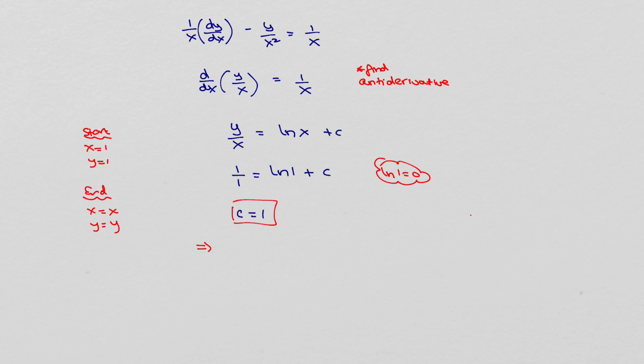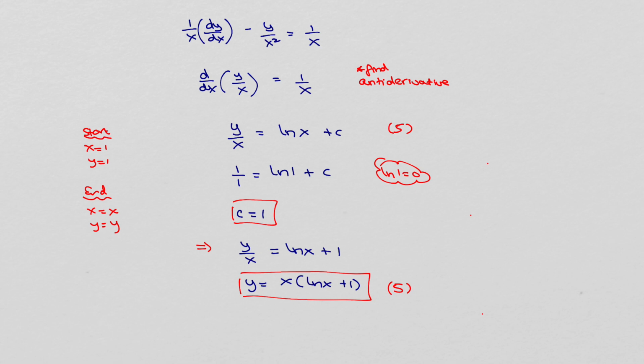So therefore, I can say that y over x is equal to natural log of x plus 1. And therefore, y is equal to x times natural log of x plus 1. So a slightly different take on our first order differentials there, using our antiderivative approach. We only had 15 marks going for that: 5, then 5, and then 5 for the start.